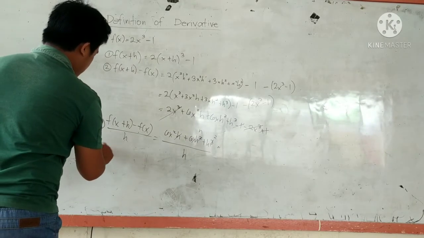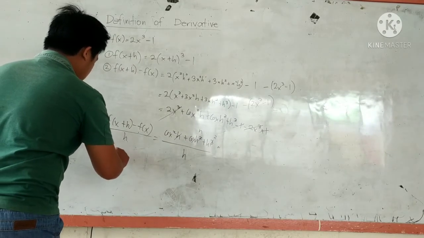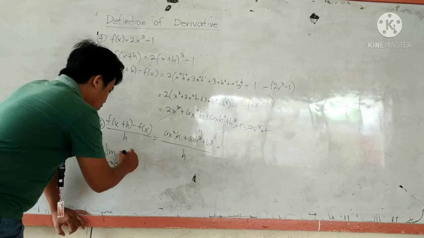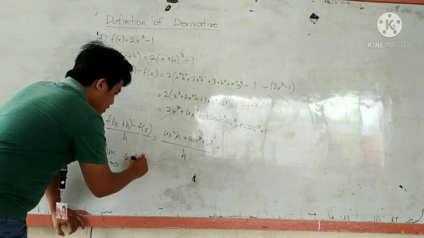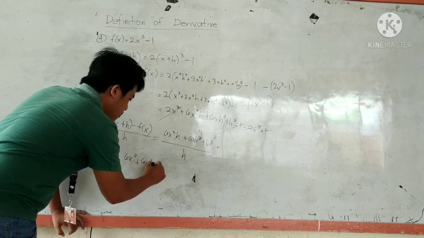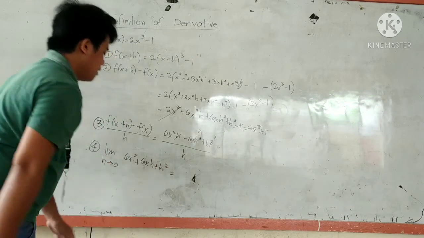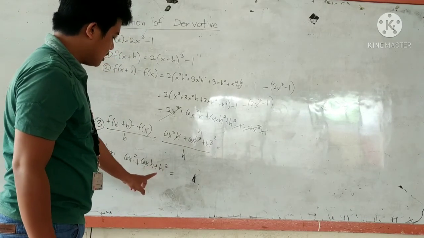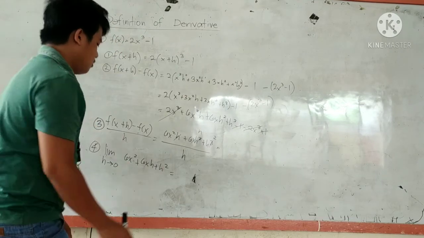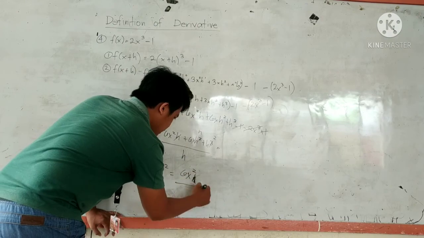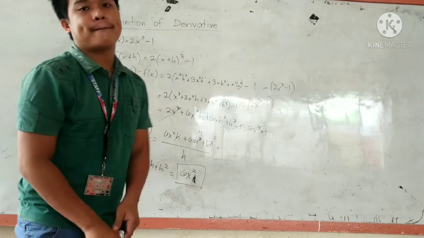Okay, next we're going to evaluate our limits for this one as h approaches 0. So we will have 6x squared plus 6xh plus 2h squared. Okay, so this will be 0 and 0. So we have our final answer as 6x squared. Okay.